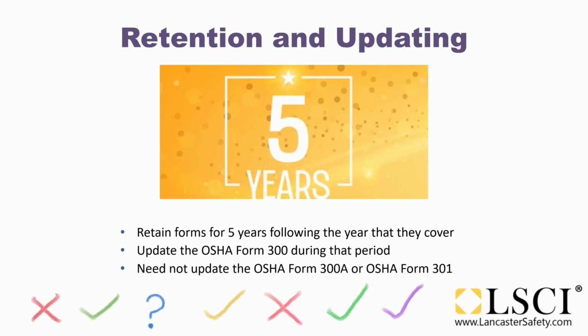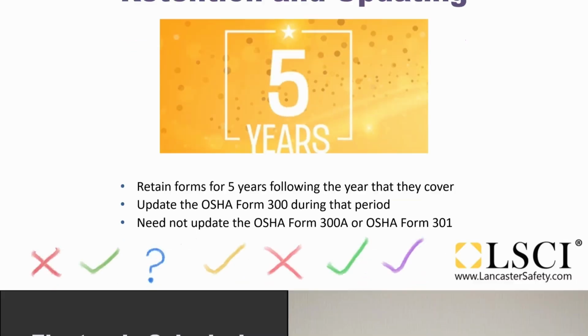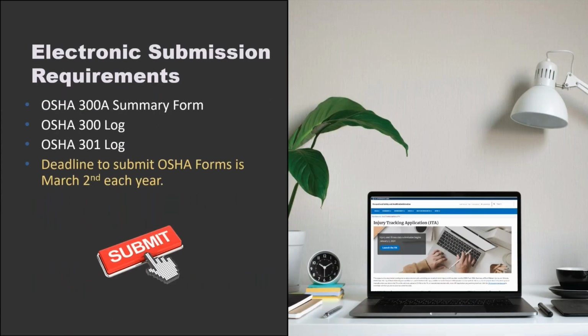OSHA also requires a number of employers to electronically submit a summary of injuries and illnesses to OSHA. So once you've completed your forms, you might be required to send them into OSHA electronically. Form 300A, or the Summary of Work-Related Injuries and Illnesses, must be submitted by establishments with 250 or more employees that are currently required to keep OSHA injury and illness records.